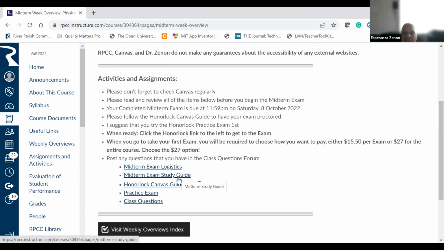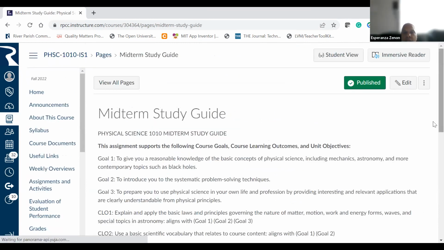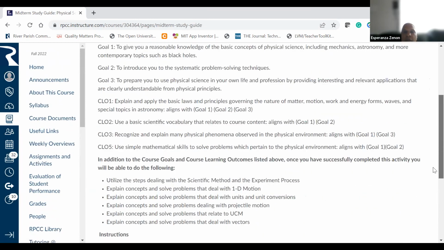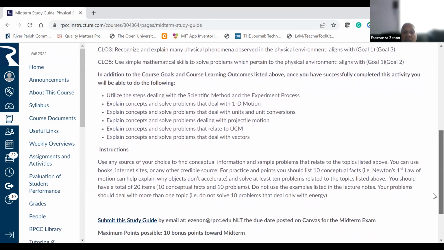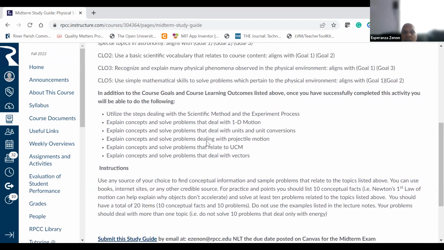In the midterm week overview, you can see that there's a midterm exam study guide, right? If you click on that study guide, let me break that down for you. So the study guide is for you to practice as well as obtain bonus points. The way the study guide works is these listed here are all the topics that we've covered that are going to be on the midterm: the scientific method, experiment process, 1D motion, units and unit conversions, projectile motion, uniform circular motion, and vectors.